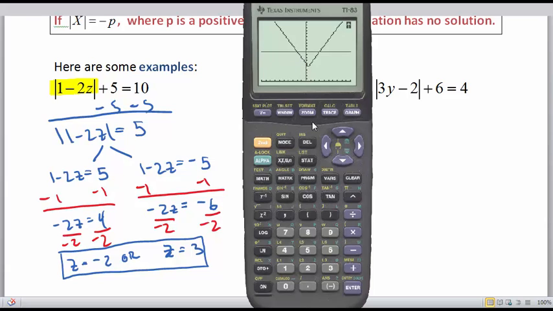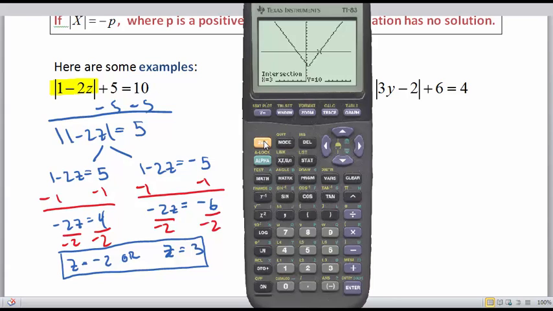And in this case, the points of intersection, right, if I do calc intersect y1, y2, guess, my intersection is at negative 2, so that was my first solution. And then if I do calc intersect again, y1, y2, and in this case my guess is over here, which is x equals 3, and that was my second solution. Okay? So I've just checked it on the calculator graphically.